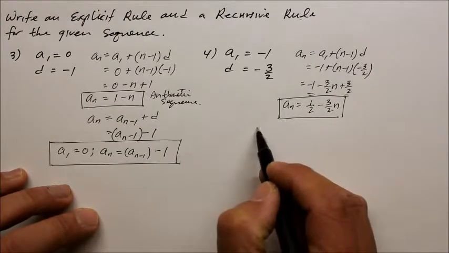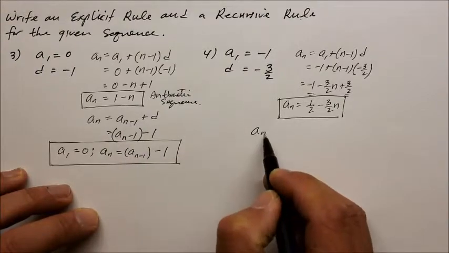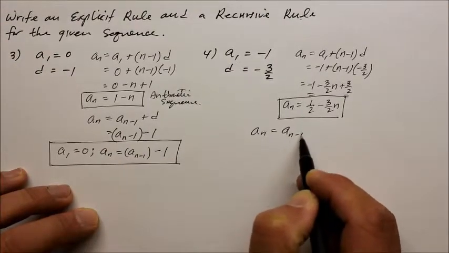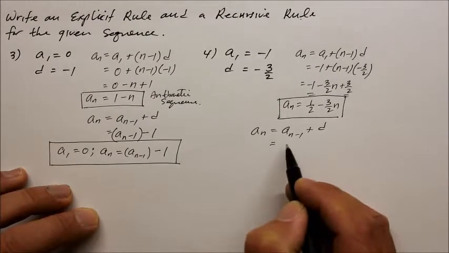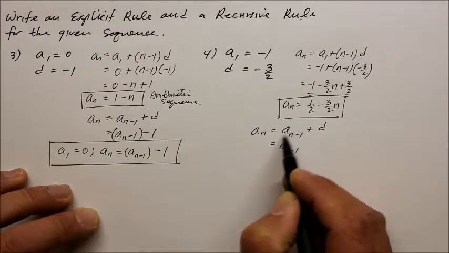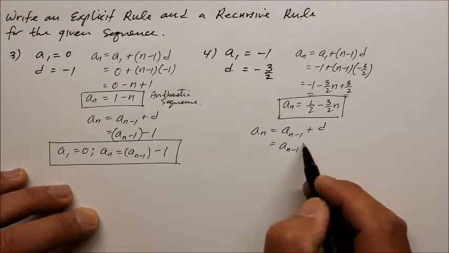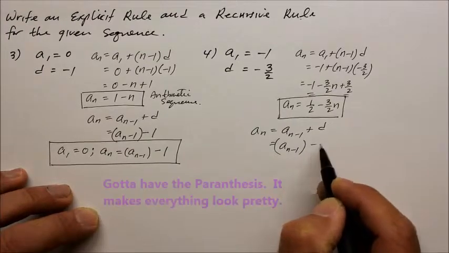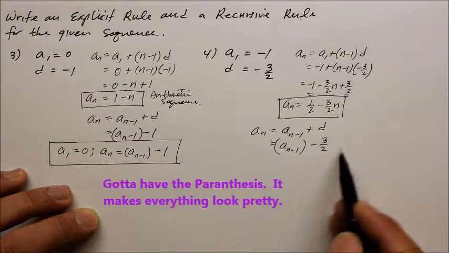Once again, we're going to add the common difference to the previous term. So a sub n is equal to a sub n minus 1 plus the common difference. So we're going to say now a sub n, that does not change. And I'm writing it a little neater so I don't need a parenthesis. And now the common difference is negative 3 over 2. Actually, let's go and put that minus 3 over 2. Okay, that's the general rule, the recursive rule.